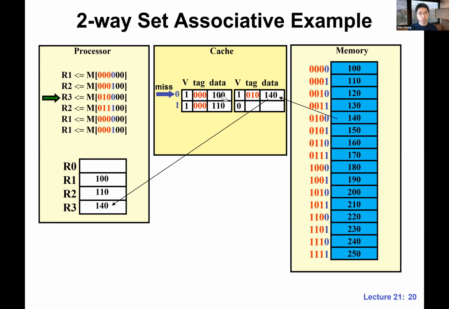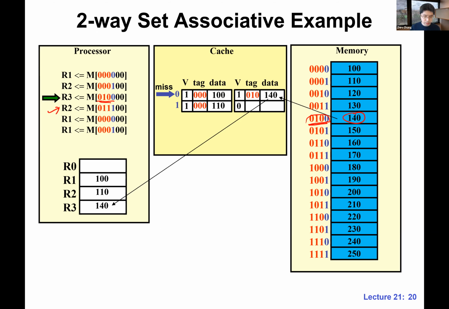It is also a miss. We load 140 over here. Just in case you forget why we load 140, this is where we check the memory block address. The color bits, the tag bits plus the index bit, form the memory block address. We read from the corresponding memory block address, which is 0100, and that's why we load 140. Okay. All right. Next one.